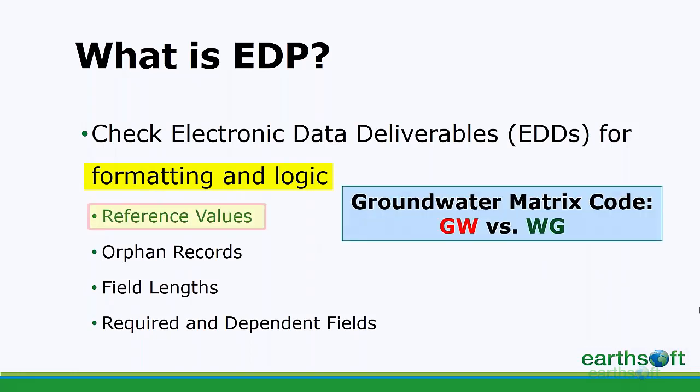This is one of the most obvious checks that EDP will run, making sure that the reference values in the EDD that are submitted by either a laboratory or a field tech are in agreement with the reference values in your database and in your reference value file. So we're showing as an example here the infamous GW versus WG groundwater matrix code dilemma. If EDP finds an instance of GW or an invalid reference value in your EDD, it will call that out, throw an error, and allow you to fix it in place or fix it externally and then resubmit your EDD. So this is an example of how EDP is enforcing those reference values to ensure that all of the values in your database are consistent and queryable.